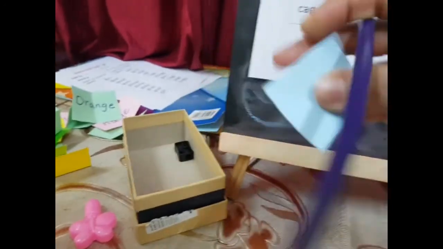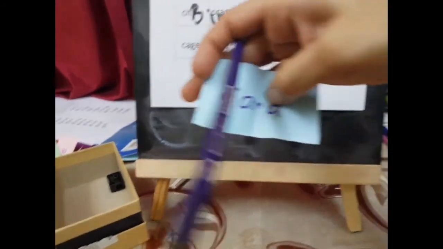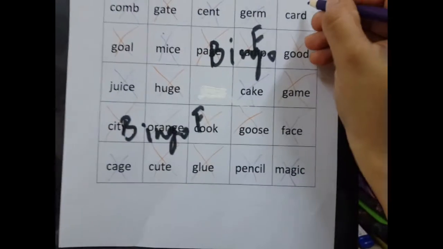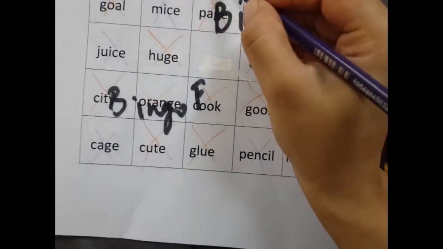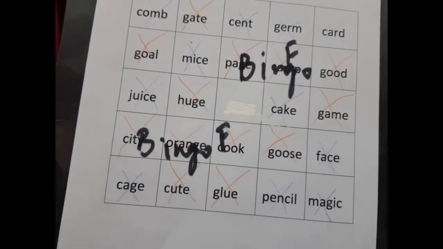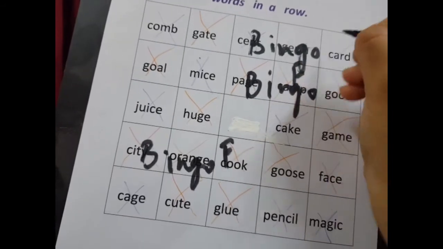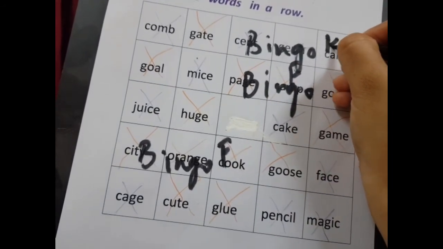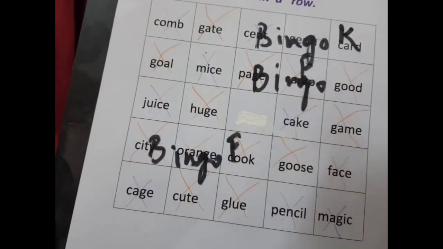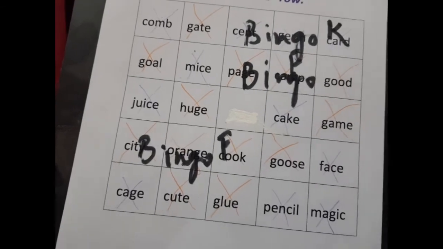Last is left. What's that now? We have C-A-R-D. What is card? Card. Yes. So it's for Mama. Mama also went here. Scent, germ, and card. So one time, Mama. Bingo. So here 2 times Filza won and 1 time Mama won. So who is the winner? Filza is the winner.